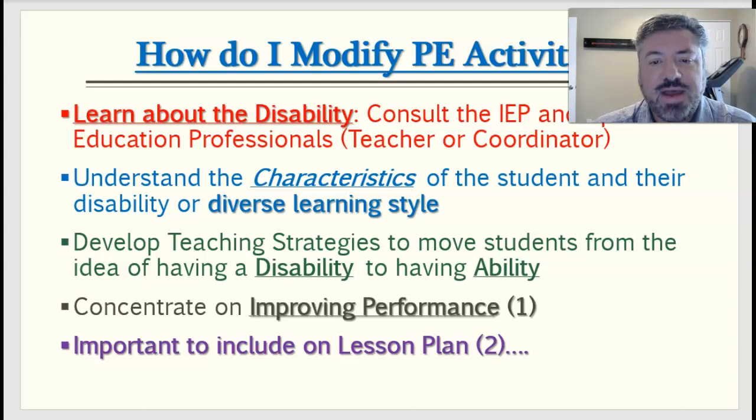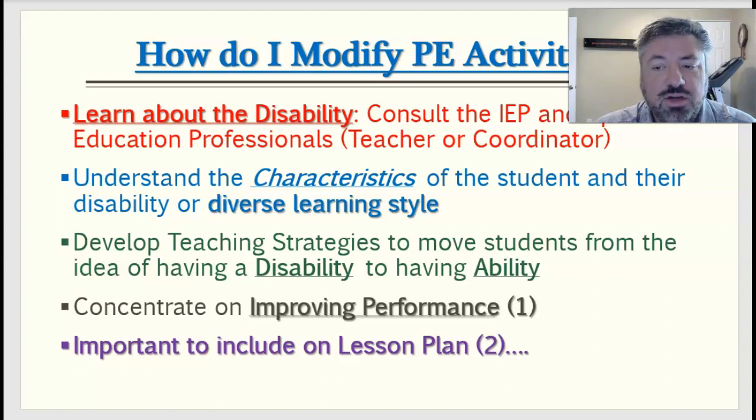How do you modify PE activities? The first thing you're going to want to do is learn about the disability. You should consult the IEP, which is the Individualized Education Program. If a student has a documented disability in the school system, they'll have this plan. You should probably be a part of the planning process as a physical education teacher.